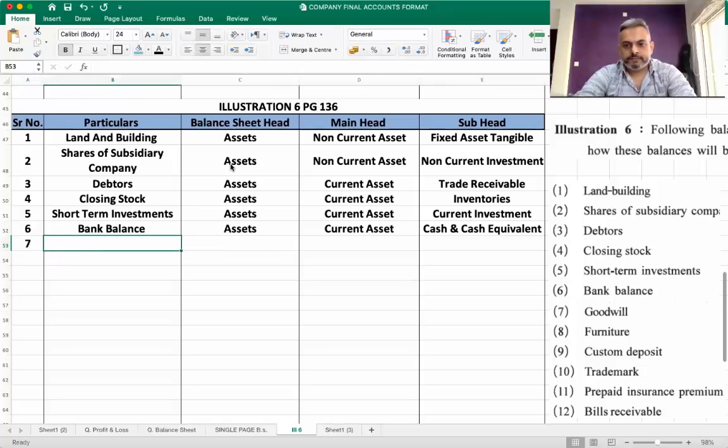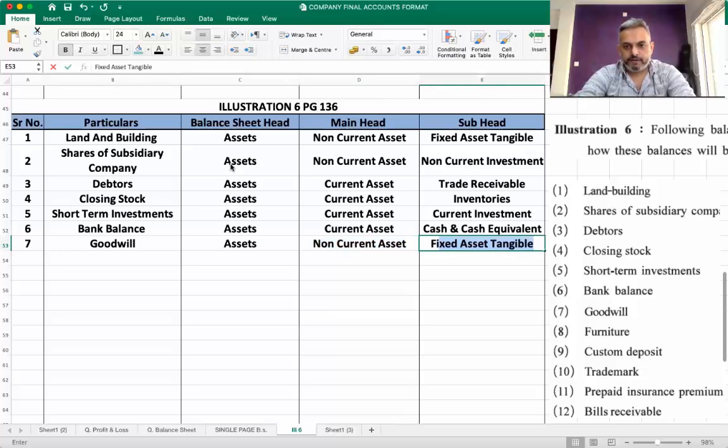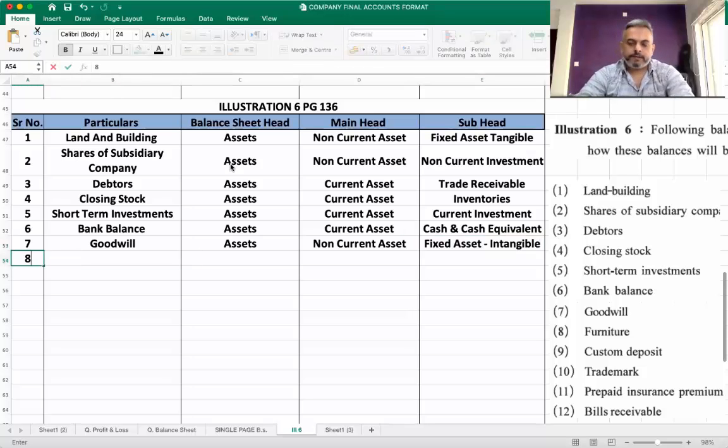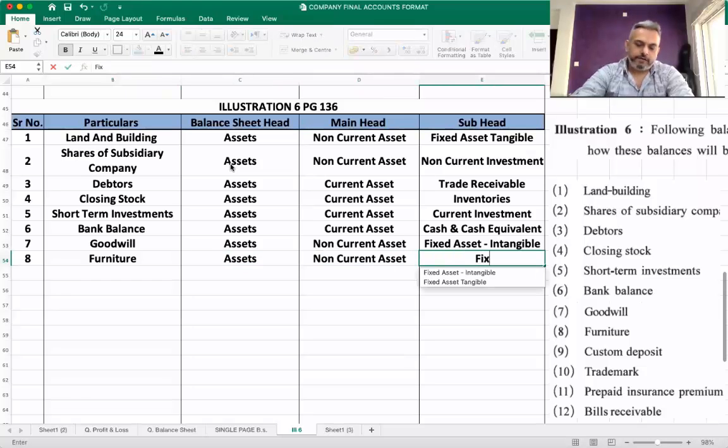7. Goodwill. Asset. Now it is non-current asset and we know it is fixed asset, intangible. Fixed asset intangible. 8. Furniture. Asset. Non-current asset. It is fixed asset tangible.